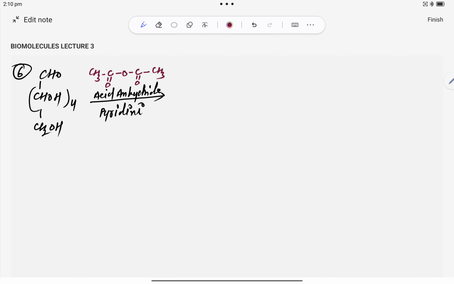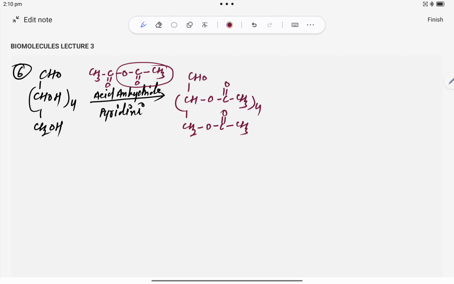All the alcohols get connected with CH3CO, so CH3COO-CH, CH3COO-CH2, and CH3COOH will form.